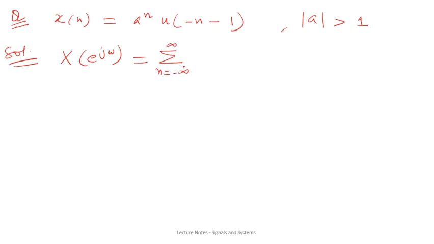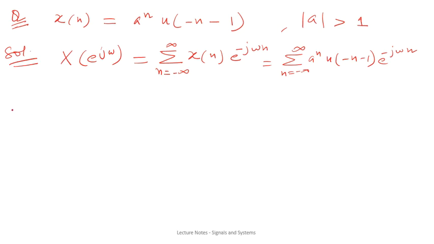Summation n equals minus infinity to infinity x[n] e raised to the power minus j omega n, and then you put the signal which is given to you. Obviously the limits will be modified according to this unit step signal which is given to you.